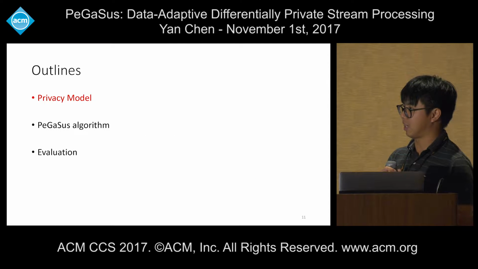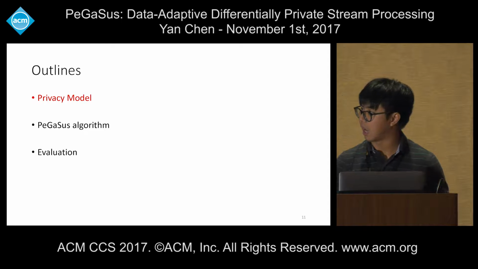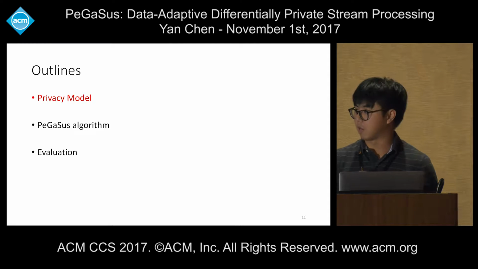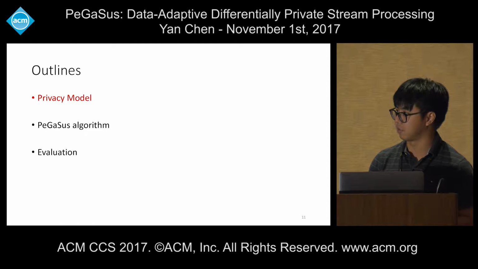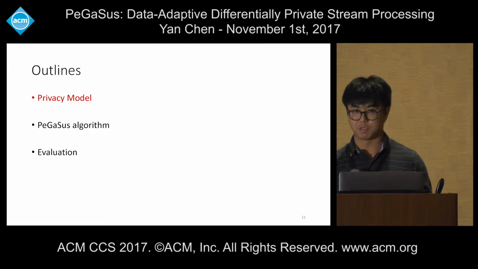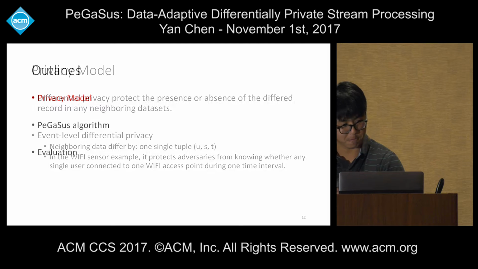So this is the outline of my following talk. I will first show you our chosen privacy model. Then I'll introduce our proposed new Pegasus algorithm for doing the stream processing. Finally, I will end my talk by showing you some evaluation results.